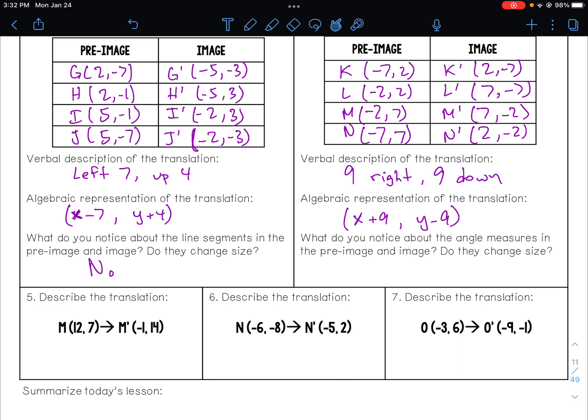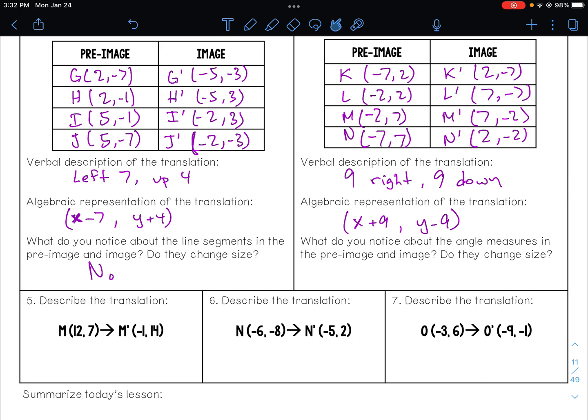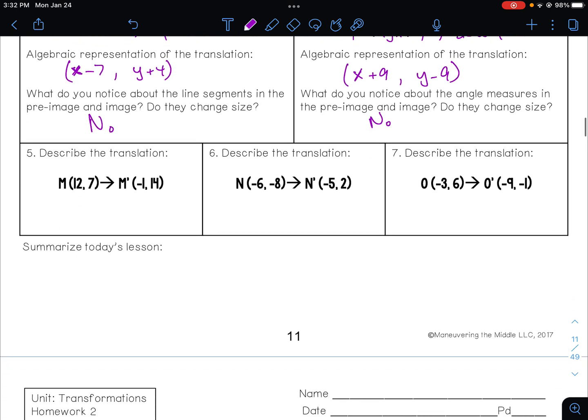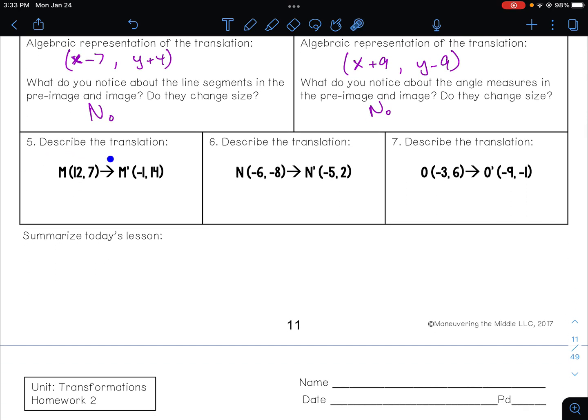What do you notice about the angle measures in the pre-image and the image? Do they change sizes? The angle measures do not change. They stay the same. So next, number 5, describe the translation. They want you to describe what's going on. So if I'm going from 12 to negative 1, that's the x, right? How do I go from 12 to negative 1? Am I going forward or backwards, right or left? I'm going down, right? So I'm going to the left.